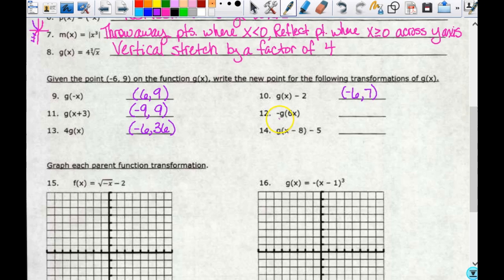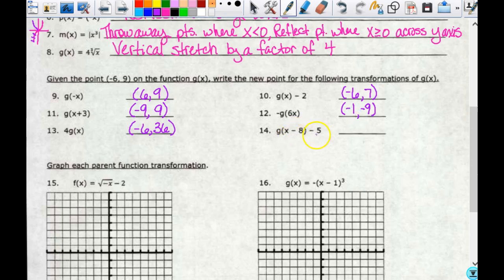All right, so then this is negative g of 6x. So the negative part is on the y, so when you change the sign on y, that's a reflection. So all that's happening to y is I'm changing the sign. That becomes negative 9. This is a change for x, so that means I do the opposite of what I see. So instead of multiplying by 6, I'm going to multiply by 1/6, which is the same as dividing by 6. So negative 6 times 1/6, or negative 6 divided by 6, gives me a negative 1.